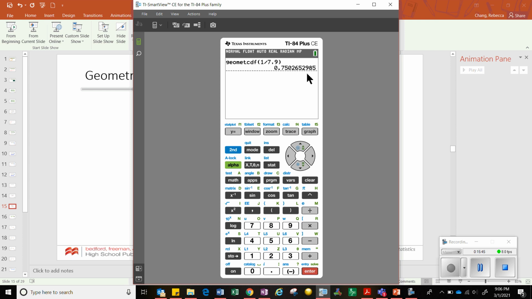So the calculator is really similar to how it worked with the binomial distributions too.